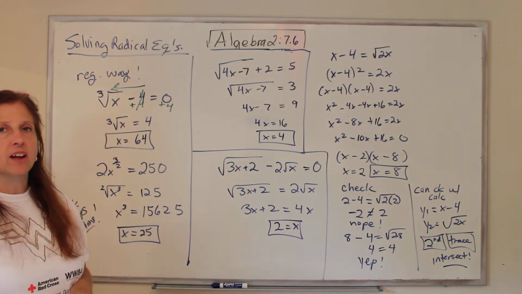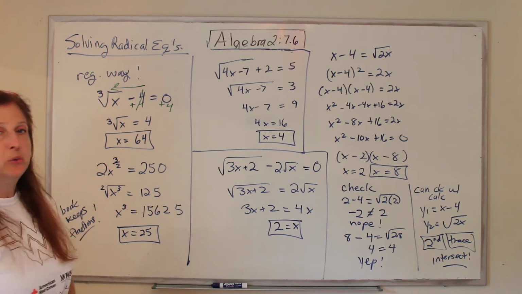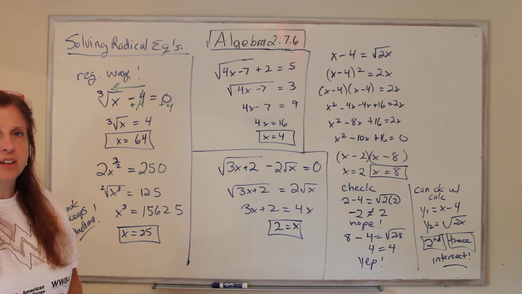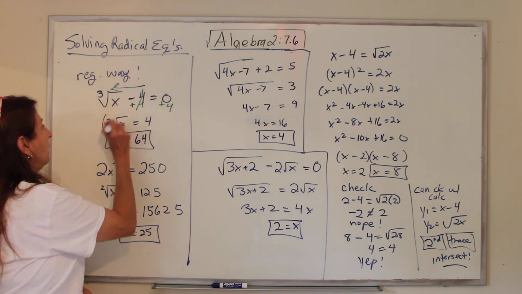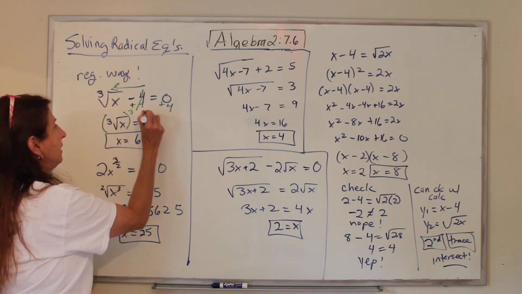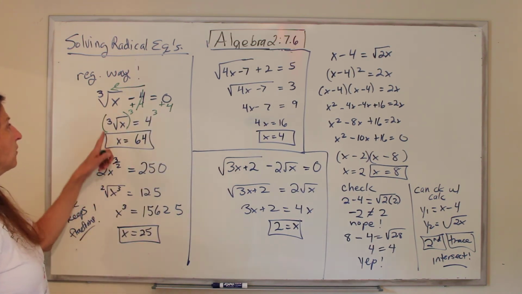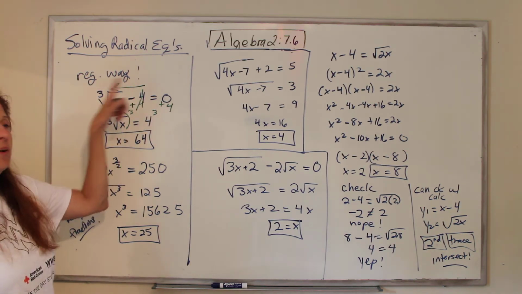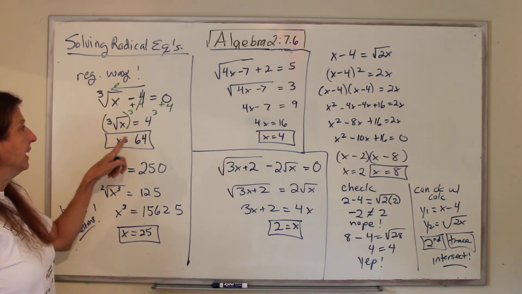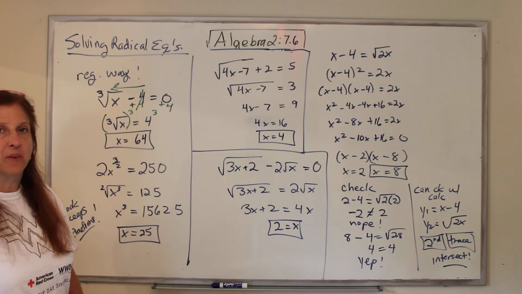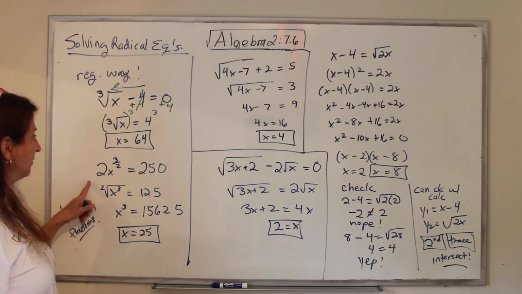So why is x not alone? It's having a cubed root taken. What's the opposite? Cubing. And what we do to one side, we do to the other. So that frees it from the radical, and you just get x equals 4 cubed, which is 64. That's easy, isn't it? Let's do another one.